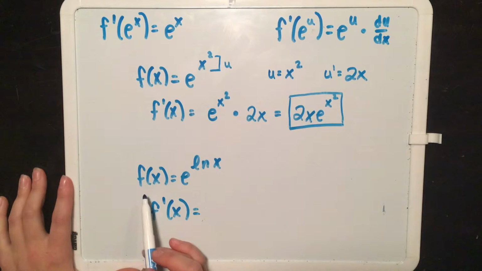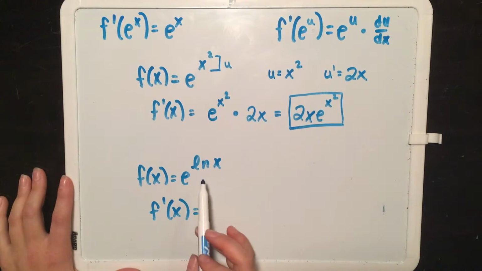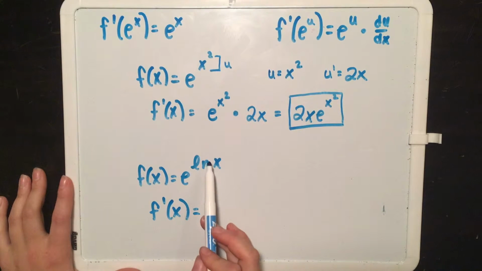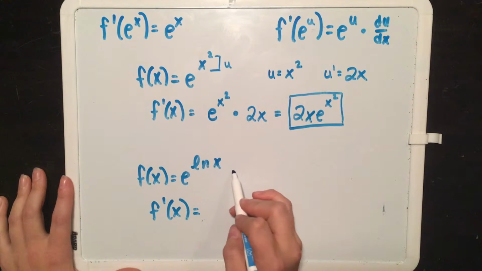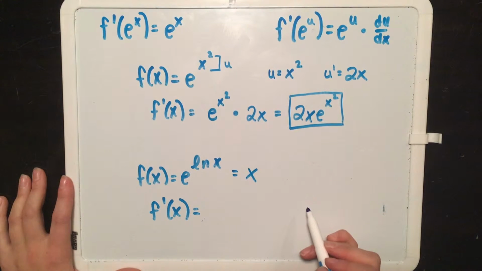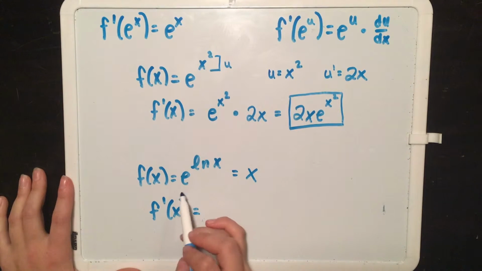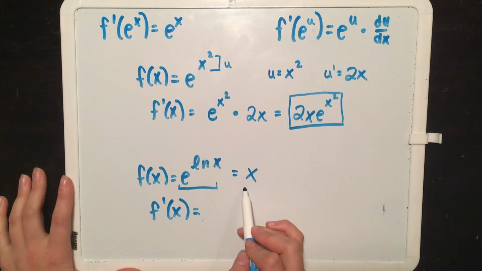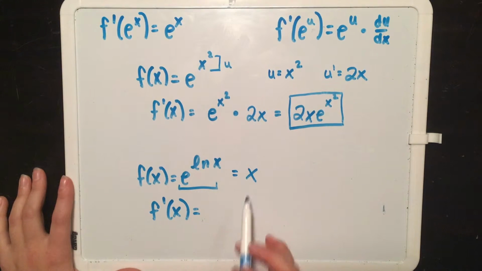This next example, f of x equals e to the ln x. Now e and ln will cancel, and this will just equal x. But I want to go through this derivative using the exponential formula rather than just using the power rule, and we'll verify that we get the same answer.